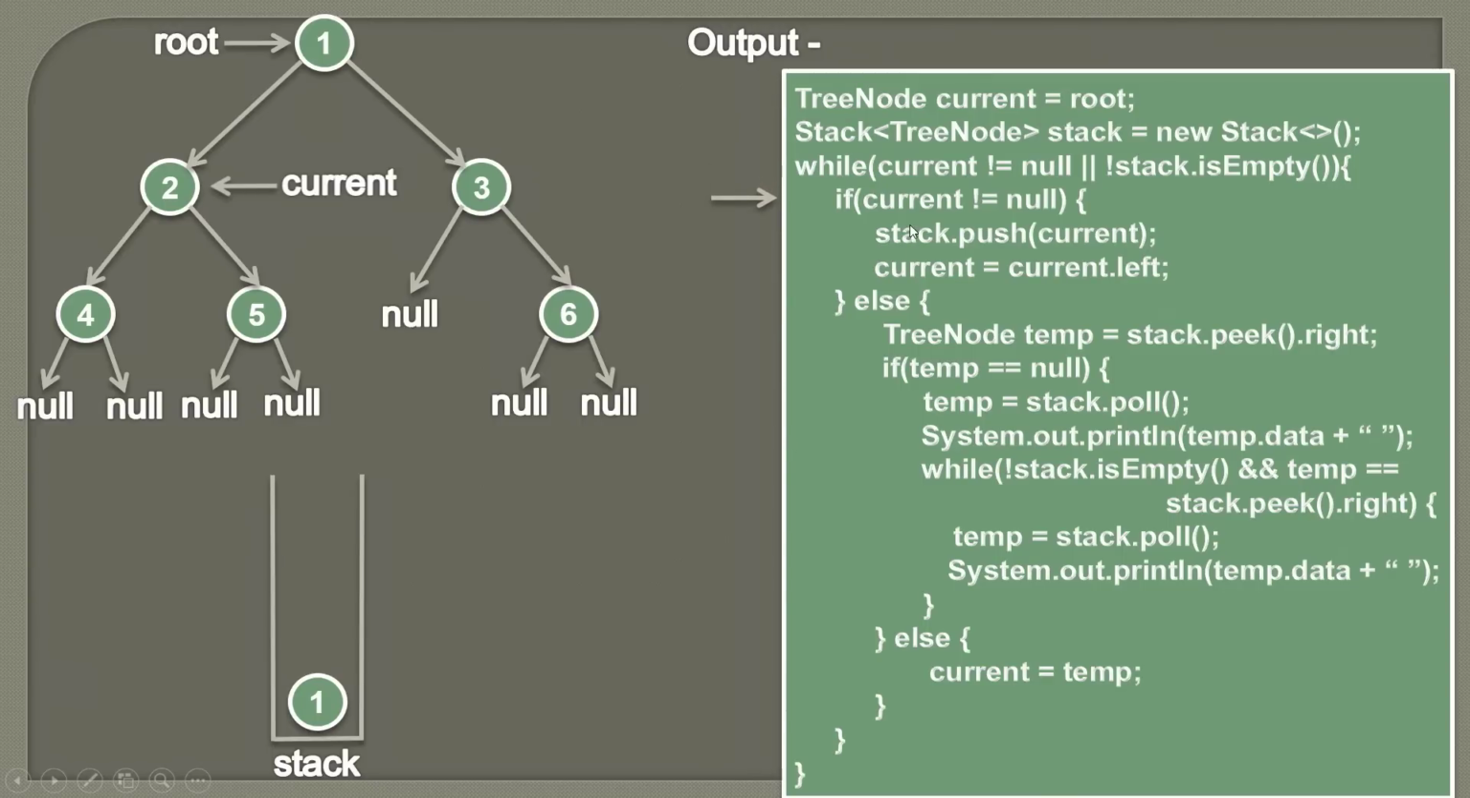We check whether current is equal to null or not. So current is not equal to null. So this condition also comes out to be true because there can be a possibility that node 2 has a left subtree. So what we do is, we simply push the current on the stack. So 2 will be on the stack, and then we visit current's left. So current will now point to 2's left, which is 4.